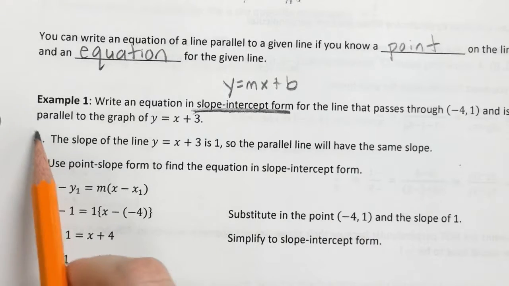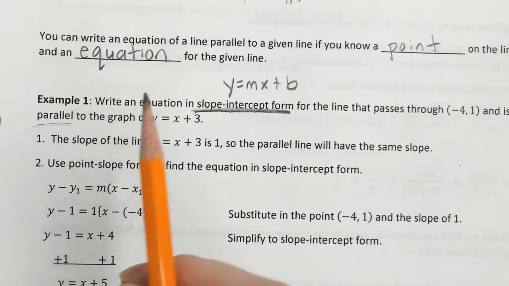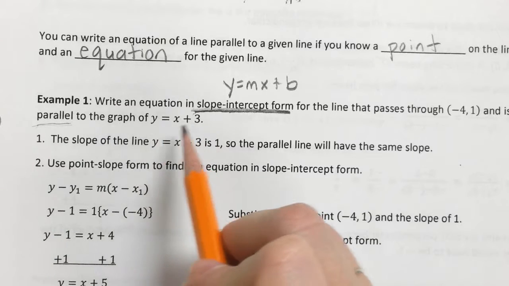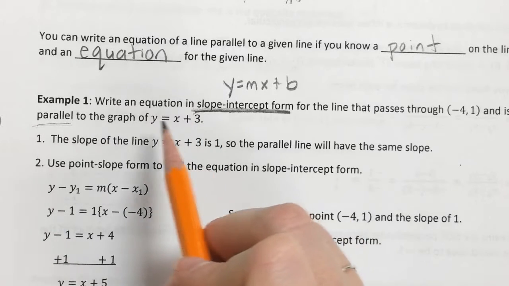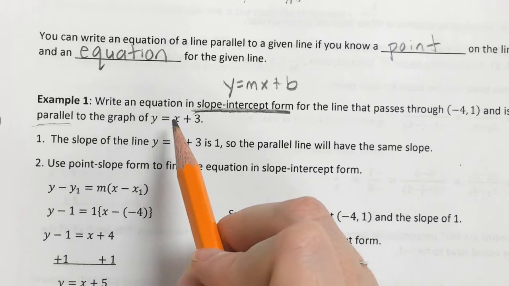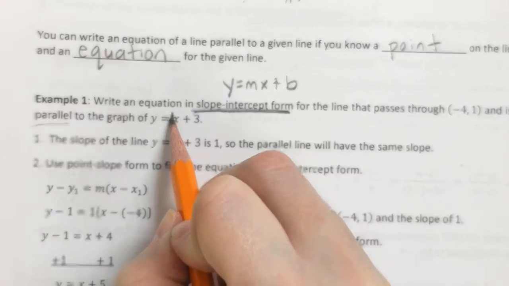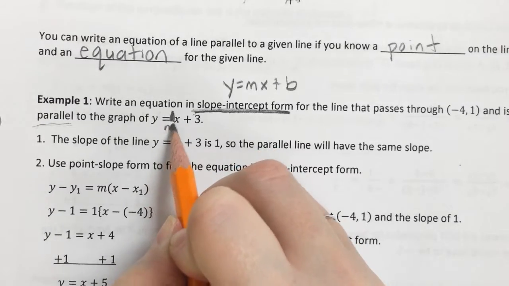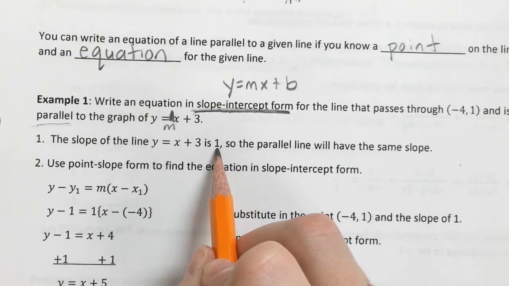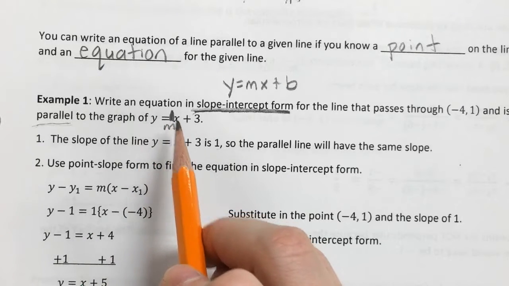Okay, and then it also says parallel. So parallel tells me that they have to have the same slope. So starting off, what you want to do is look at this equation and see, can I pick out the slope from this equation? In order to pick out the slope, it's got to be in slope-intercept form. So the slope is right here. That's your m. Your slope should be 1. Okay, the number in front of your x.